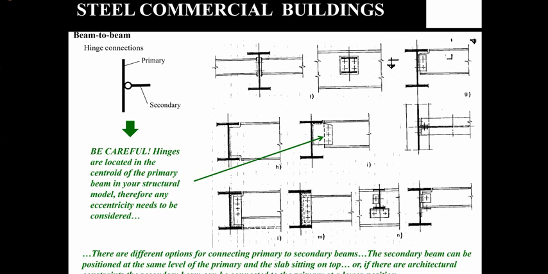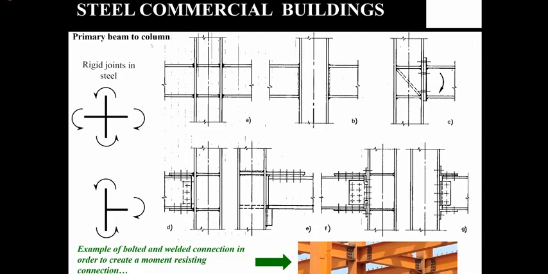There are different options for connecting primary to secondary beams. The secondary beam can be positioned at the same level as the primary beam with a slab sitting on top of it, or if there are architectural constraints, then the secondary beam can be connected to the primary beam at a lower position, right? Now it comes down to primary beam to column connections.